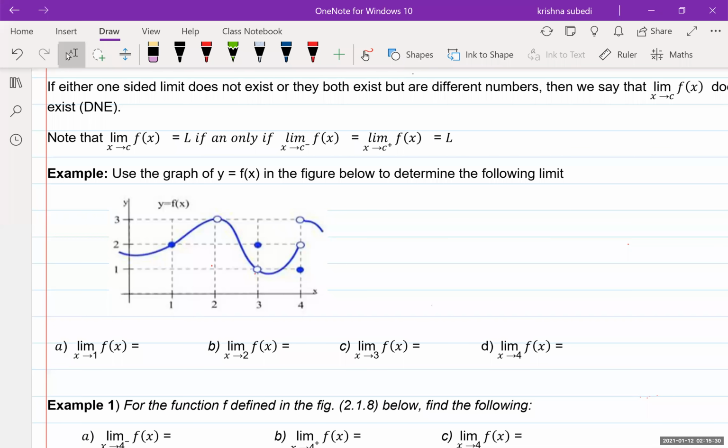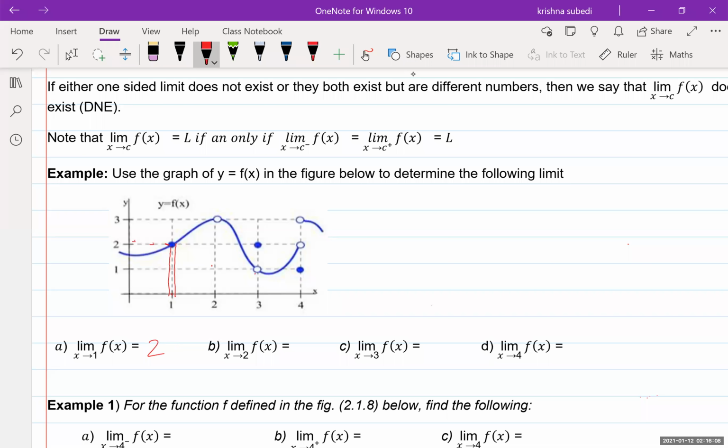And this is one example that we did. Let us quickly do it here. Use the graph of y equals f of x in the figure below to determine the following limit. Let's say x tends to 1. When x is close to 1 from the left-hand side, it is 2, and from the right-hand side, still 2. So the approximate height of the function, the approximate y value when x is close to 1, is 2. So the limit is 2.